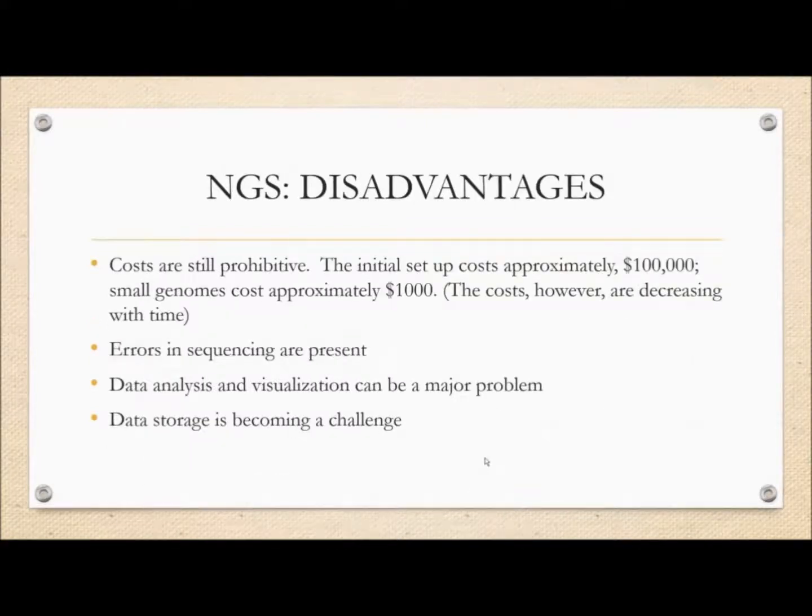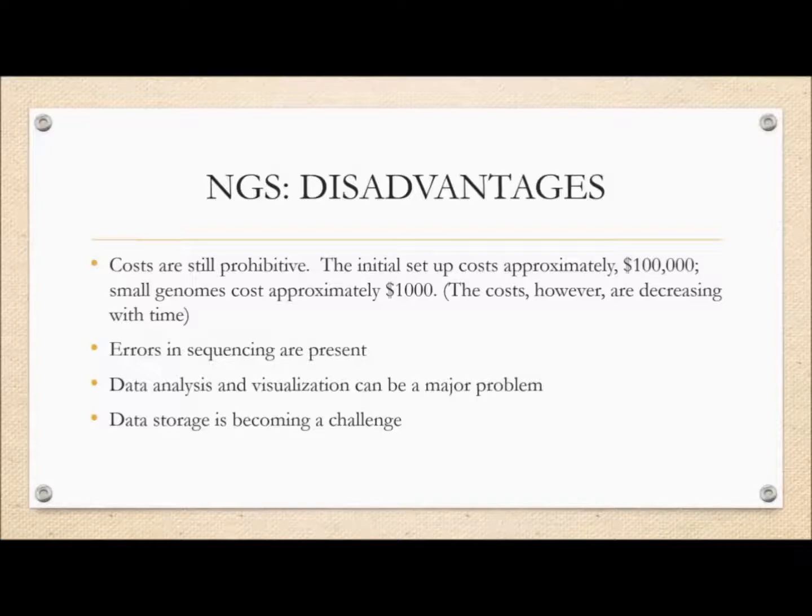There are some disadvantages. Everybody doesn't have next generation sequencing equipment. Everybody does not have access to high performance computing. Very expensive. The costs are prohibitive. The initial setup costs approximately $100,000. Small genomes cost approximately $1,000 to run. The costs are decreasing with time, but it's essentially the setup, right?